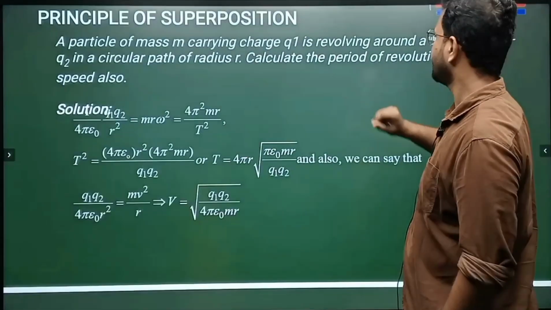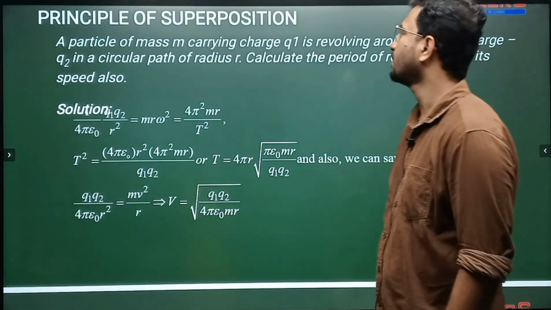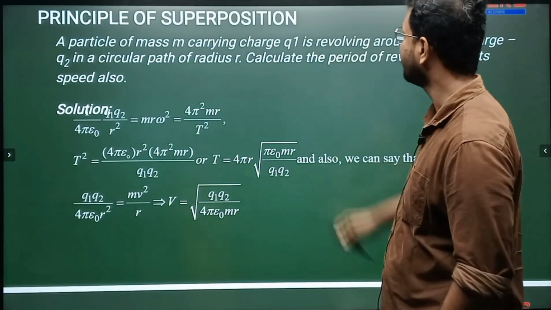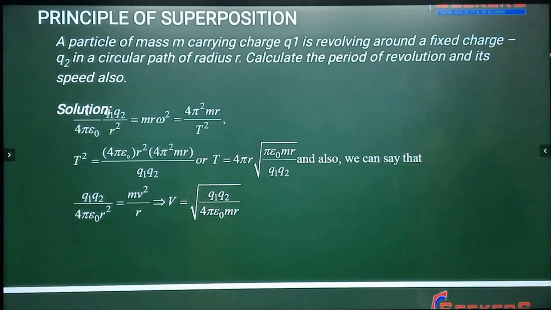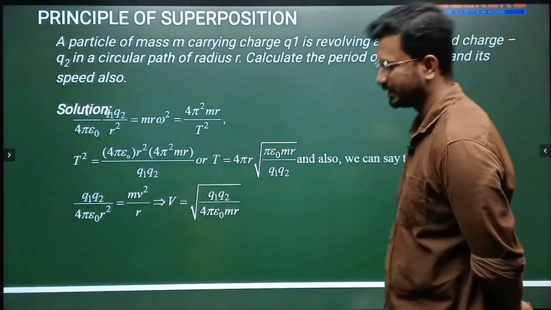Okay, there is a question here. There is a particle of mass m carrying a charge q1, as you can see, revolving around a fixed charge q2 in a circular path of radius r. Calculate the time period of revolution and its speed also.